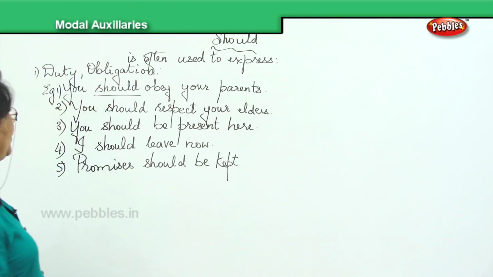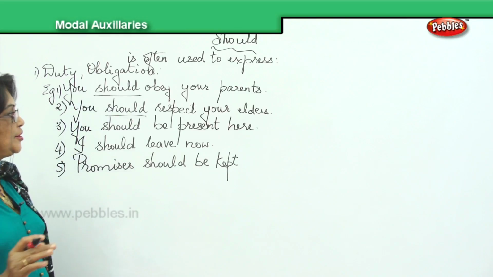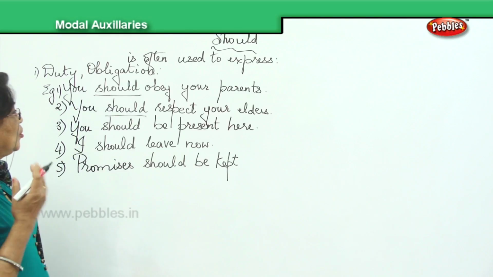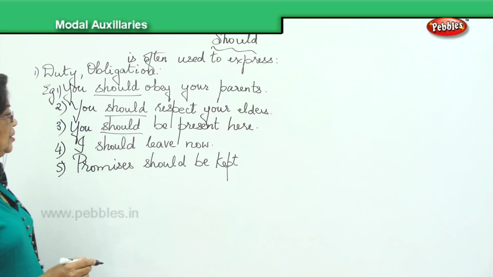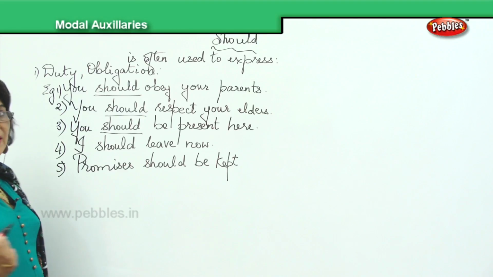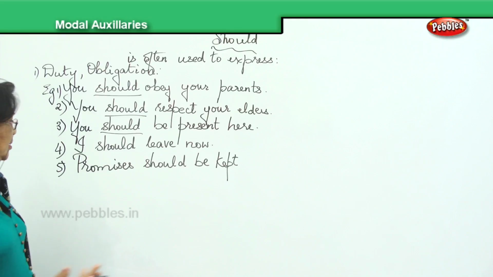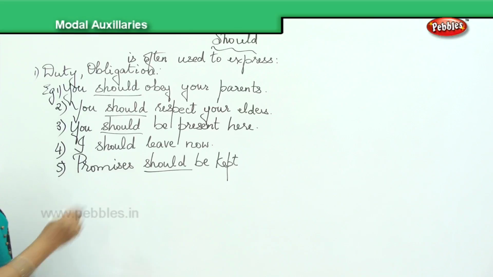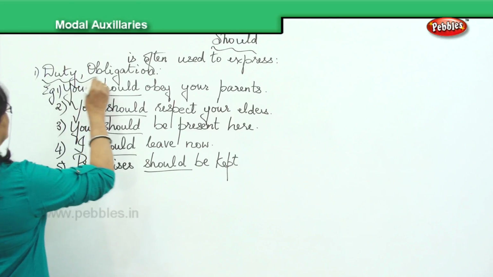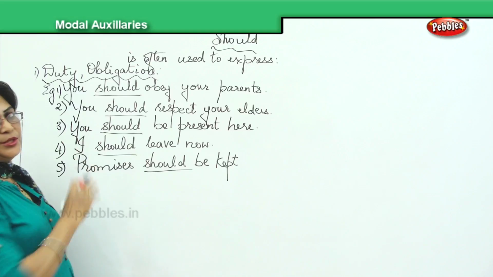You should obey your parents. You should respect your elders. These are all duties. And also you should be present here. I should leave now. This is not a duty. I should leave now is obligation. Promises should be kept is another obligation. So we have here duty and obligation is the first point where should is used.